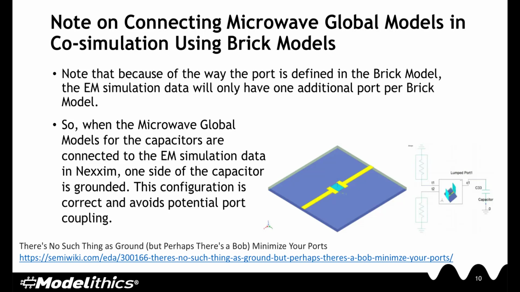So now the next logical question is, how do you connect a microwave global model, which is a 2-port model, to this 1 port in the EM simulation data? Because of the way ground is defined in the HFSS simulation, you simply need to connect one node of the capacitor to the desired port in the HFSS simulation data, and then ground the other port. This configuration is correct and avoids potential port coupling that can happen if you try to place 2 shunt ports coming down from your pads. For more information on this topic, please see the link at the bottom of this slide.